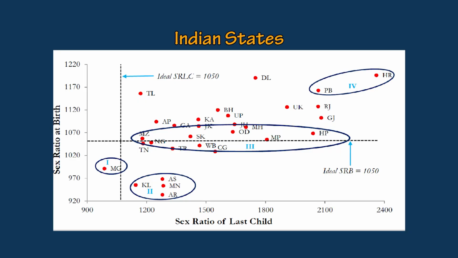This figure is about various Indian states' performances on son meta-preference. This figure plots the SRLC against the SRB for Indian states. The dashed vertical and horizontal lines represent the ideal benchmark with no son preference. Now Meghalaya stands out as an ideal state because both the sex ratio at birth and the sex ratio of the last child are close to the benchmark.